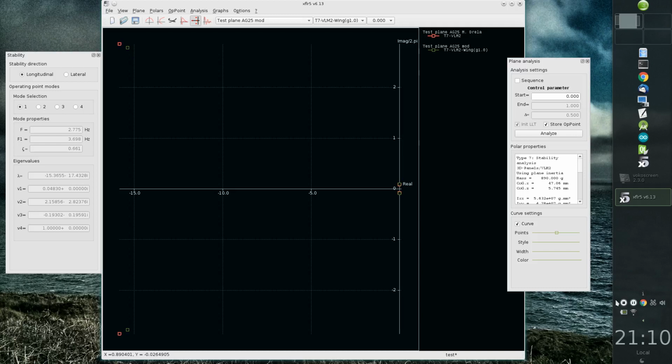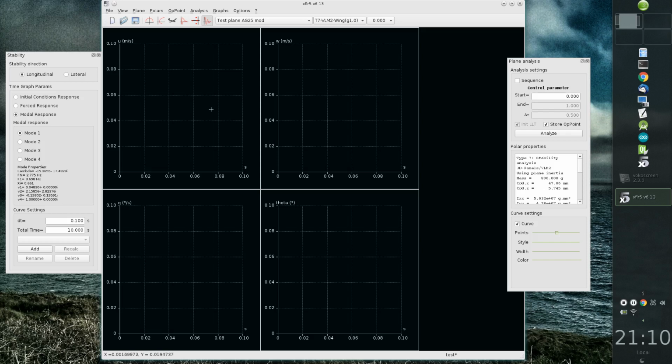The third method to analyze the modes is to use the time view. The time view is essentially the plotting of flight parameters versus time. In the longitudinal direction, the parameters are the horizontal speed, the vertical speed, or rather the fluctuation in the horizontal direction and vertical direction compared to steady horizontal flight, the pitch rate, and the pitch angle.